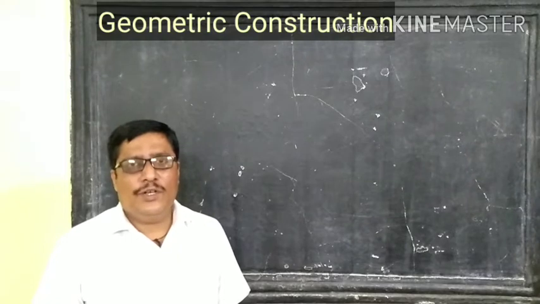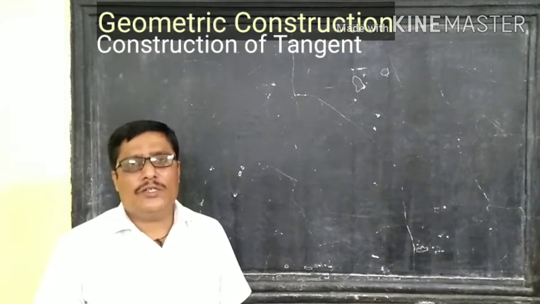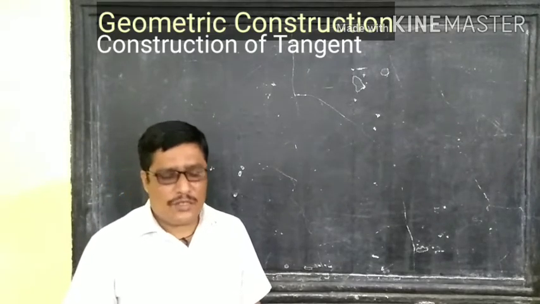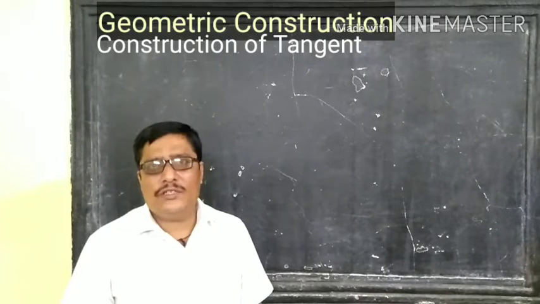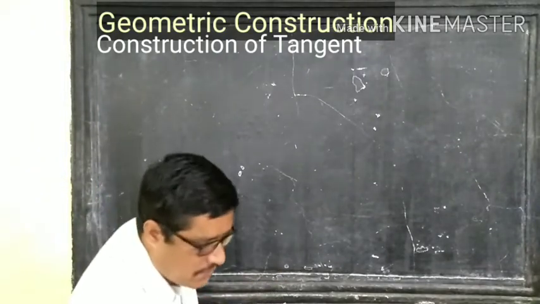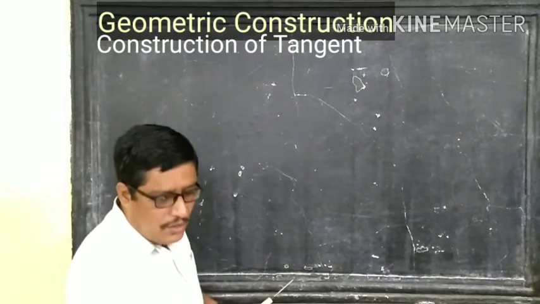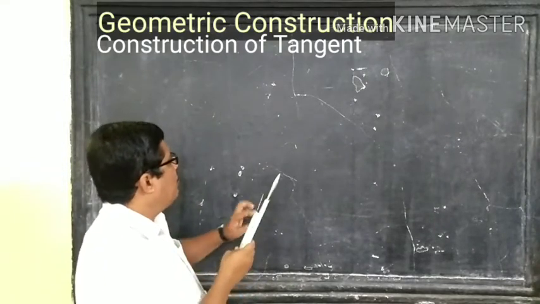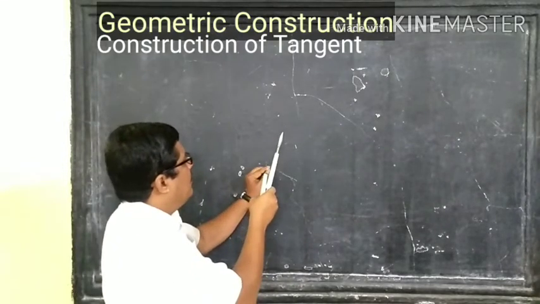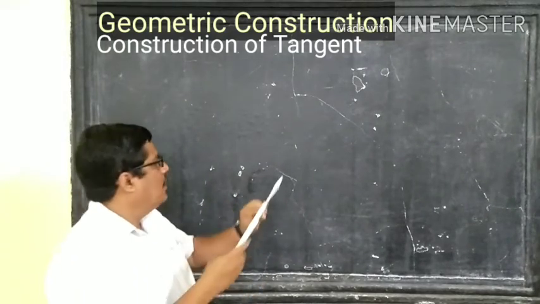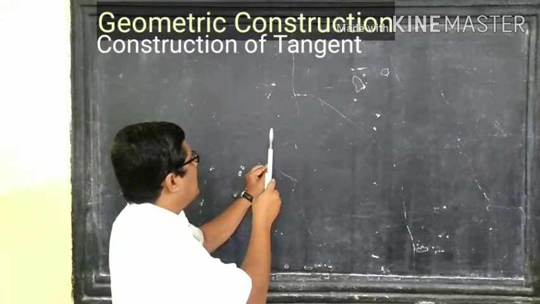Chacha. In this video, we are going to learn how to construct a tangent. Before going to tangent construction, we are going to learn what a tangent is. First of all, take a point on the blackboard and with the distance between these two edges, that is the radius, we have to draw a circle.